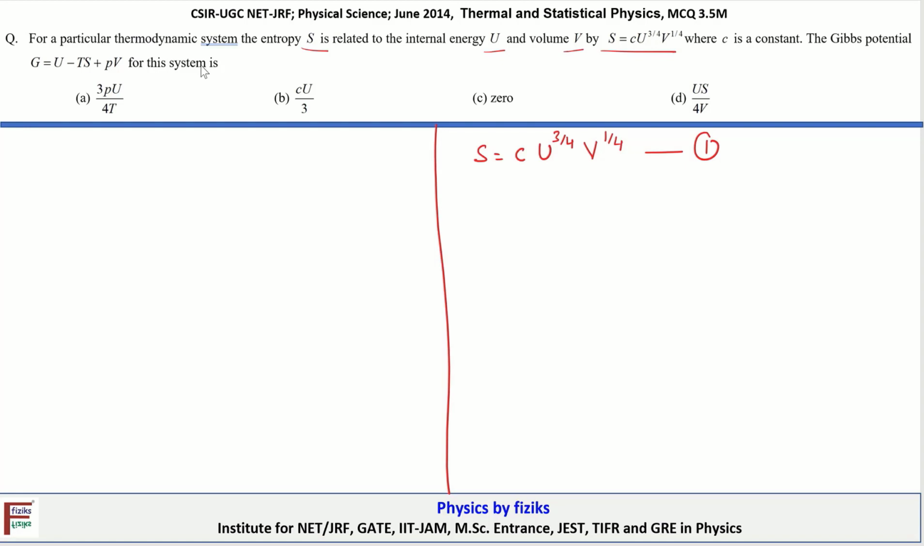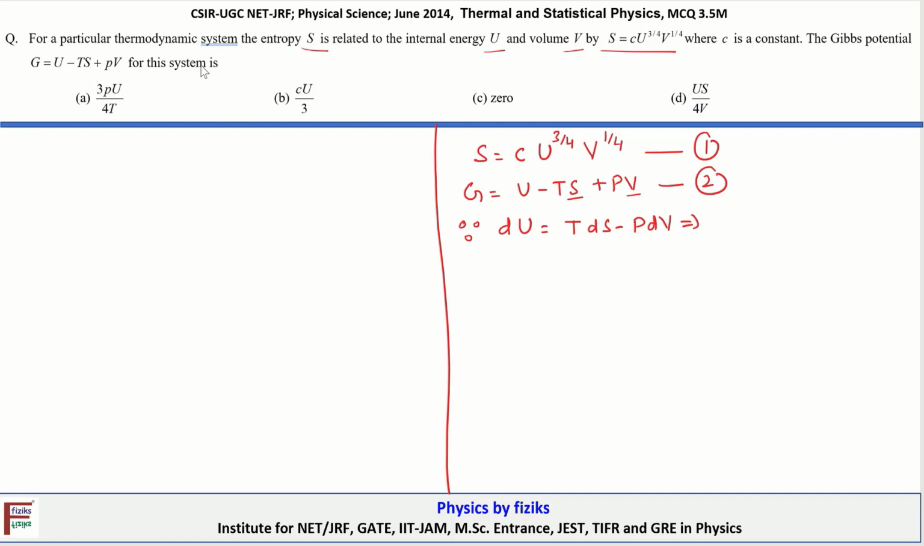Now we have to evaluate the Gibbs potential, which is defined through the relationship G equal to U minus TS plus PV. So we have to evaluate its value. Basically, to find G we require the value of T and P, because the value of entropy is given to you and we will keep it as it is. The values of T and P can be calculated with the help of the thermodynamic potential, the change in internal energy dU that is equal to TdS minus PdV.